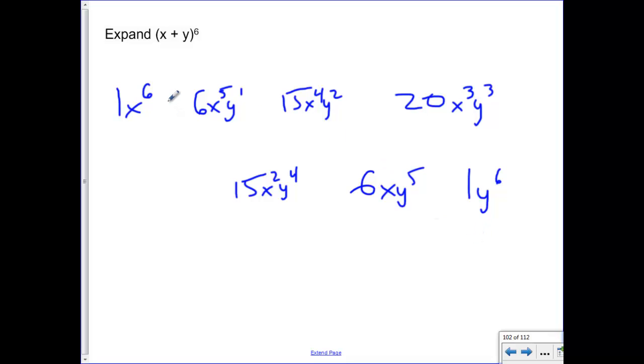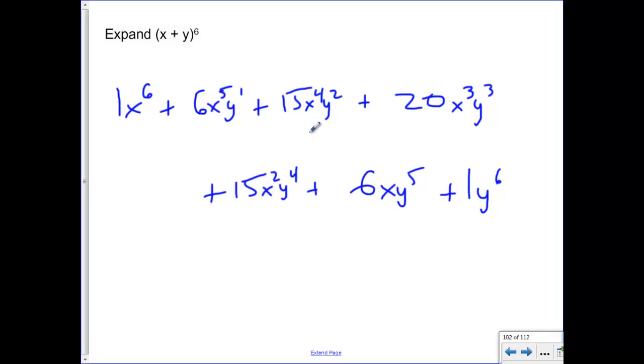So what's happening is your X values are actually dropping. You used to have 6, 5, 4, 3, 2, 1, and 0 X's. And then the 15 in front of the X squared Y or whatever kind of thing.